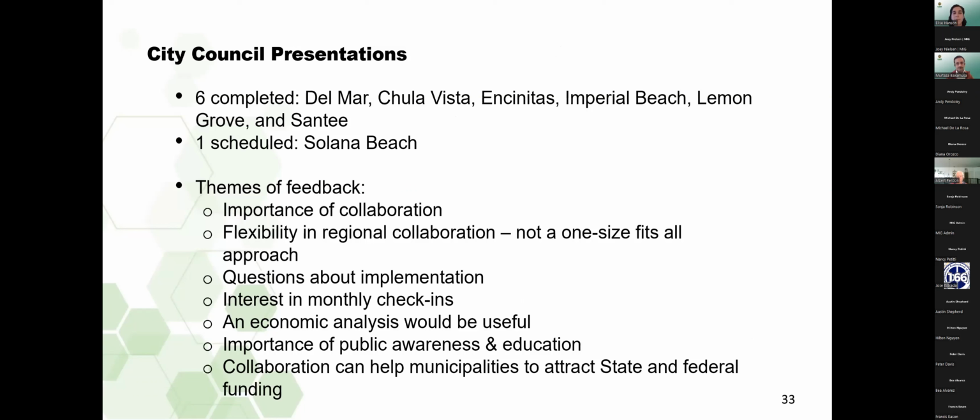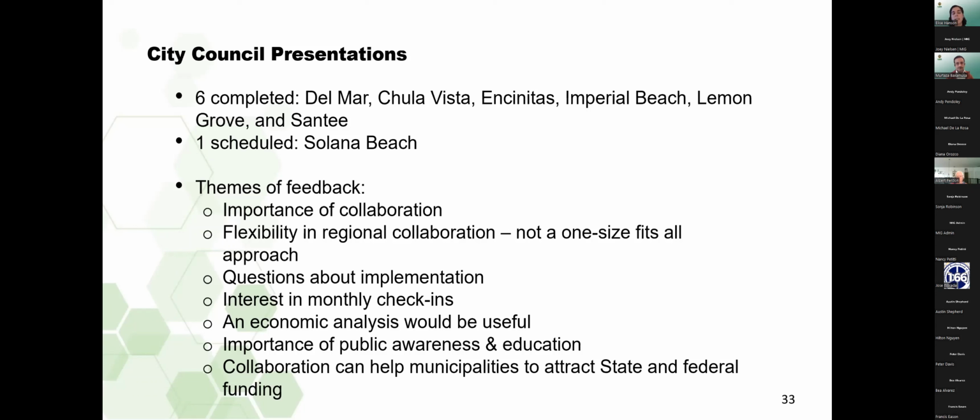The RDF team fielded questions from mayors, council members, and the public at these meetings, and a few themes emerged. First, many of the city councils responded favorably regarding the need for regional collaboration to address climate change. Among the cities that the team has presented to so far, there is an emerging consensus for cities and the county to work together in order to solve ambitious climate goals that none of us can solve on our own.